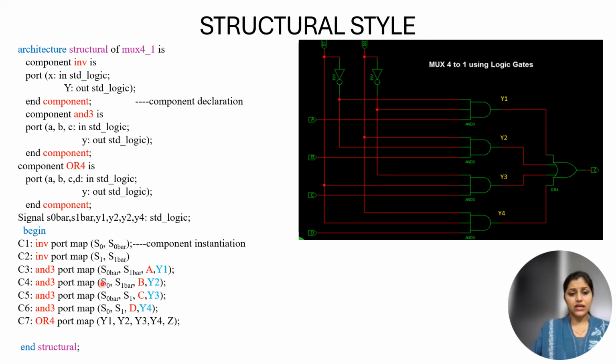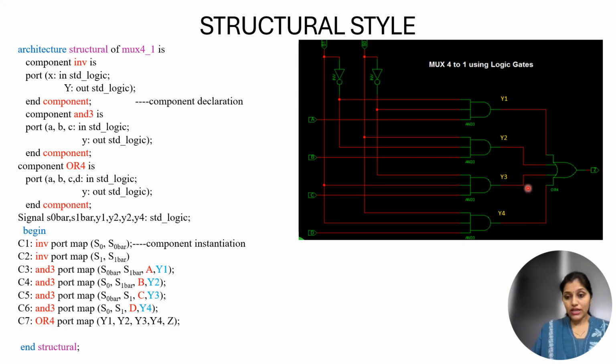For the second AND gate, S0, S1 bar, B and the output is Y2. Here it is S0 bar, S1, C and the output is Y3. And here it is S0, S1, D and the output is Y4. You just need to follow the sequence. In the AND gate the sequence is input, input, input and then output. So here also you need to write input, input, input and then output. This is called positional association.